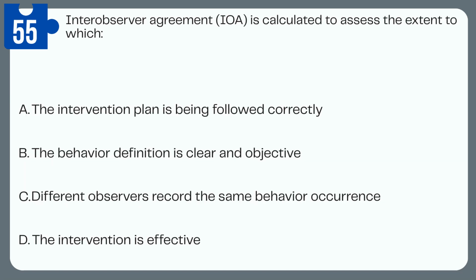Question 55. Inter-observer agreement, IOA, is calculated to assess the extent to which: A. The intervention plan is being followed correctly. B. The behavior definition is clear and objective. C. Different observers record the same behavior occurrence. D. The intervention is effective.